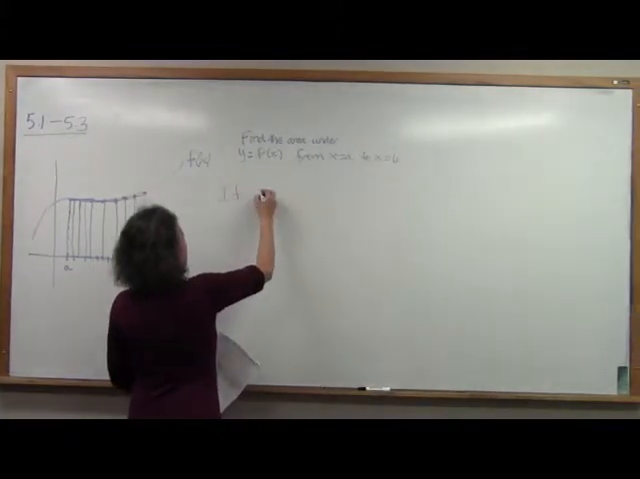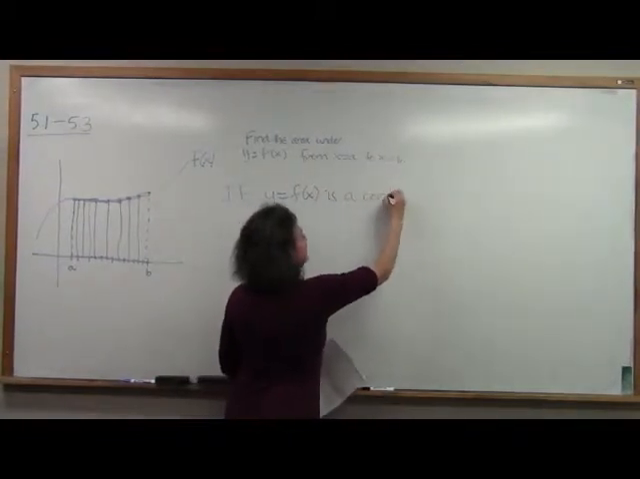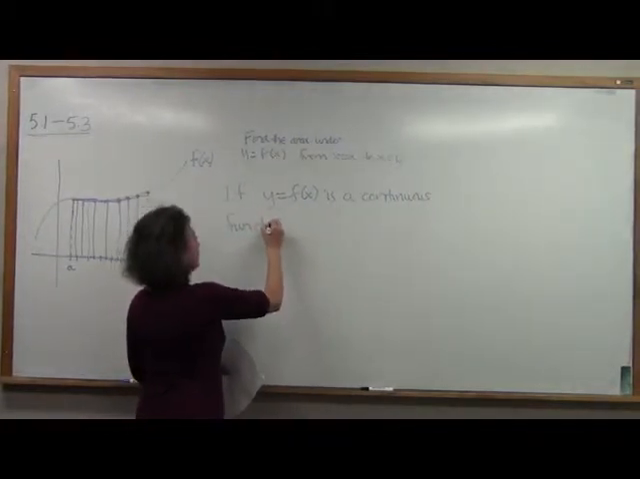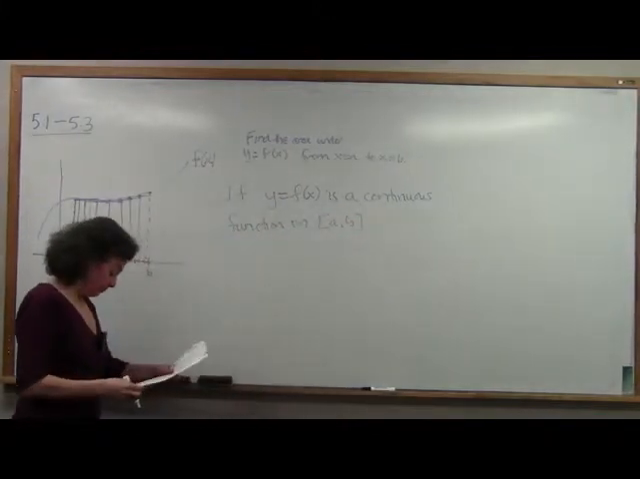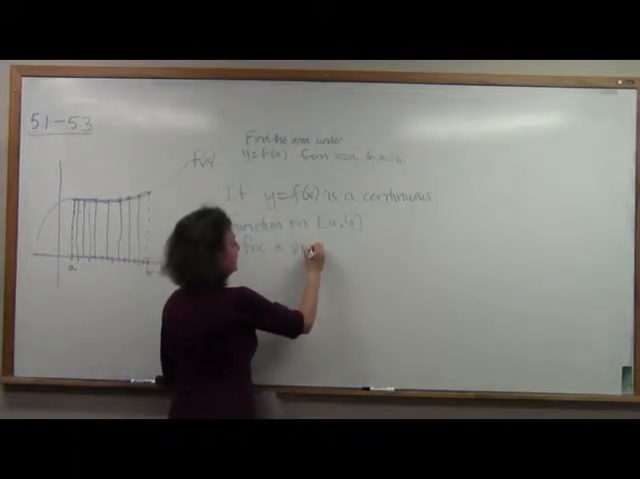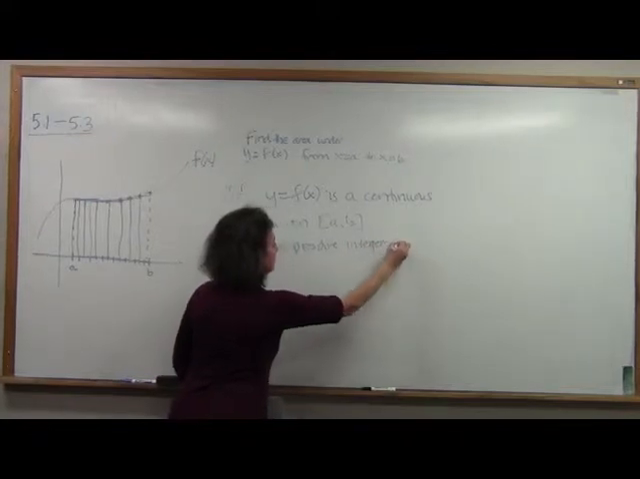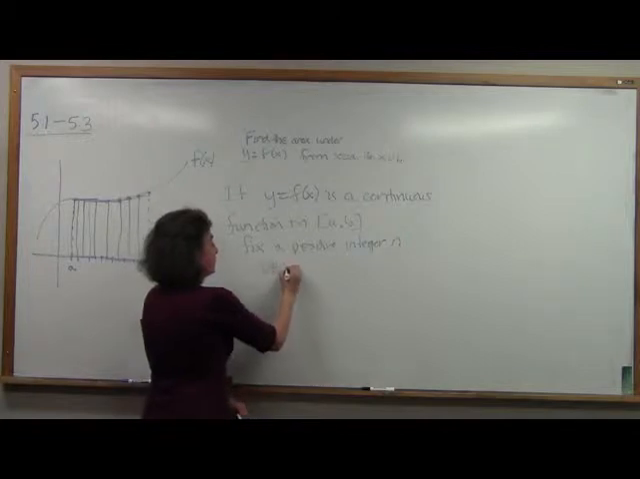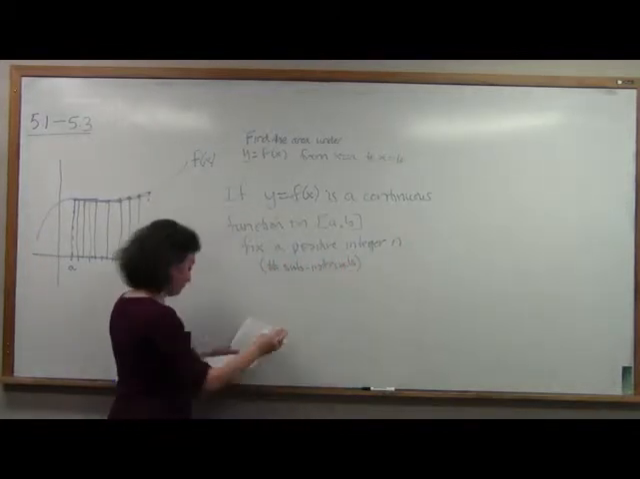If y equals f of x is a continuous function on some closed bounded interval, say from a to b, then what we do is we fix a positive integer n that is going to give us the number of subintervals. In other words, the number of rectangles that we're going to be using.